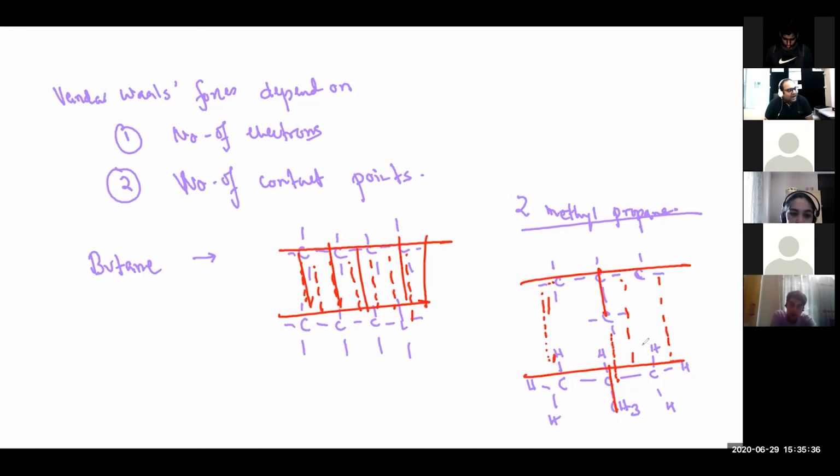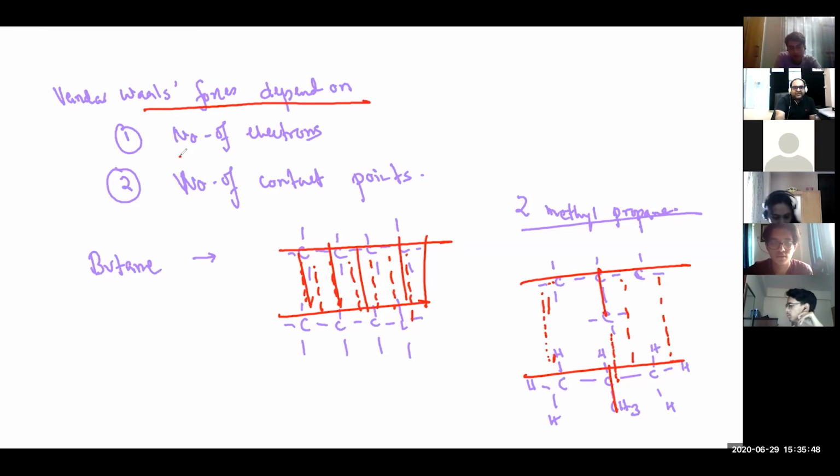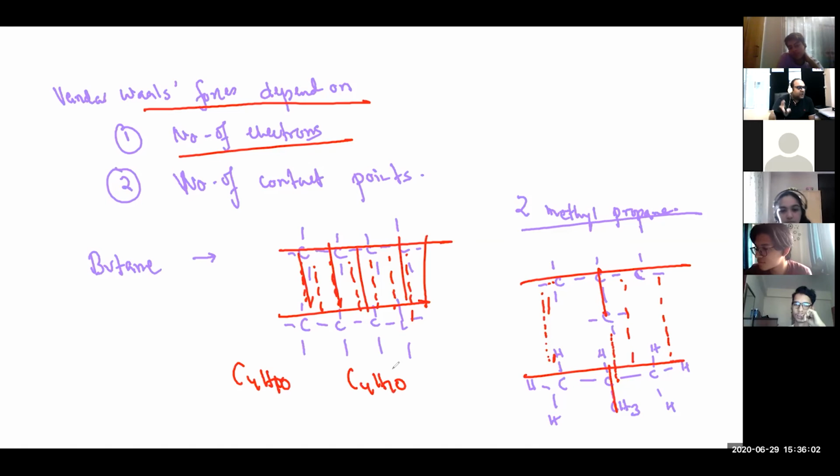So who is going to have a higher or stronger Van der Waals force? Butane. First of all, we studied that Van der Waals forces depend on the number of electrons. And number 2, if the number of electrons is the same, here butane is C4H10 and 2-methyl propane is also C4H10. So both compounds have the same number of electrons. Then why would their melting and boiling point differ? Number of contact points.